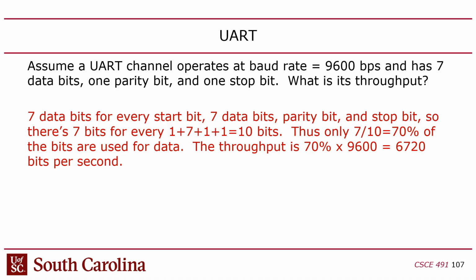So the overhead is 3 bits out of 7, or 3 bits out of 10. Anyway, the idea is you take 7 over 10, which is 70%. You get 70% max utilization of the channel for the data, and you multiply that by 9600 baud, and you have 6720 bits per second of throughput.